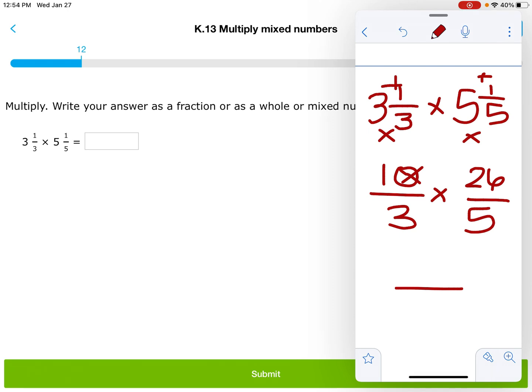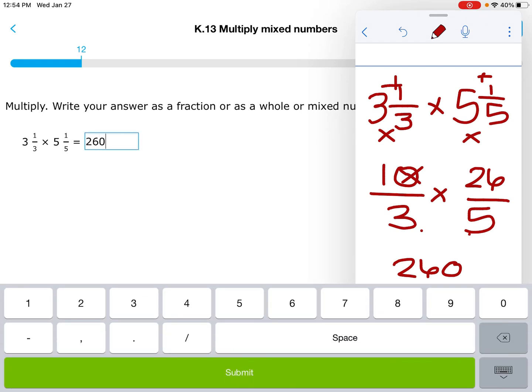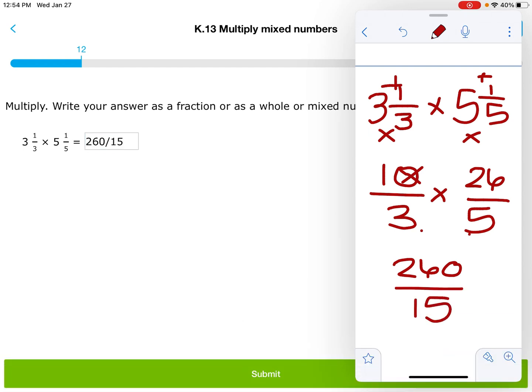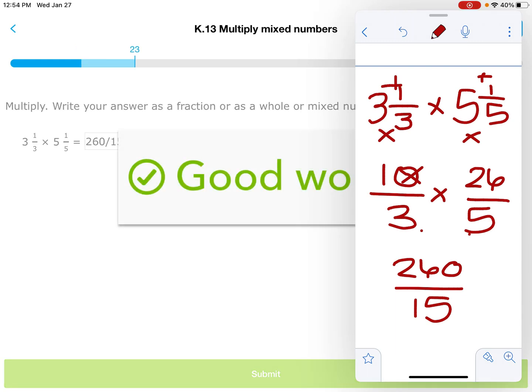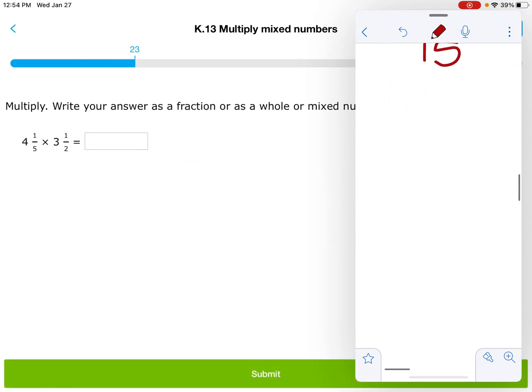10 times 26, cover up the 0. 26 times 1 is just 26, and then put that 0 back on the end. 3 times 5 gives us 15. So our answer is 260 over 15. And it's nice with IXLs that we don't need to change it back to a mixed number. We could, but we don't need to.